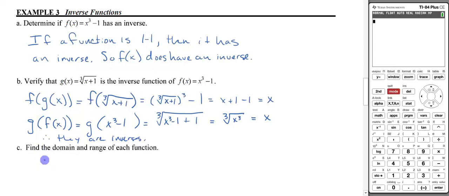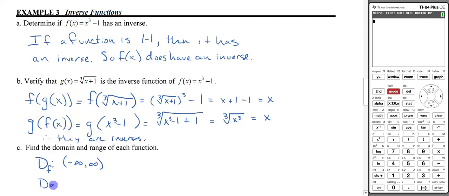Finding the domain and range of the functions, I see the domain of the f function, and we can denote that as d sub f. The domain of the f function is all real numbers. There's nothing that could cause a problem here. You can cube any real number and subtract 1 from it and be okay.